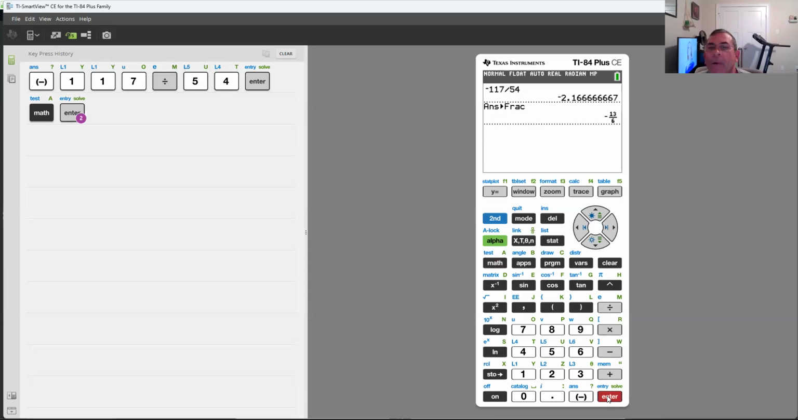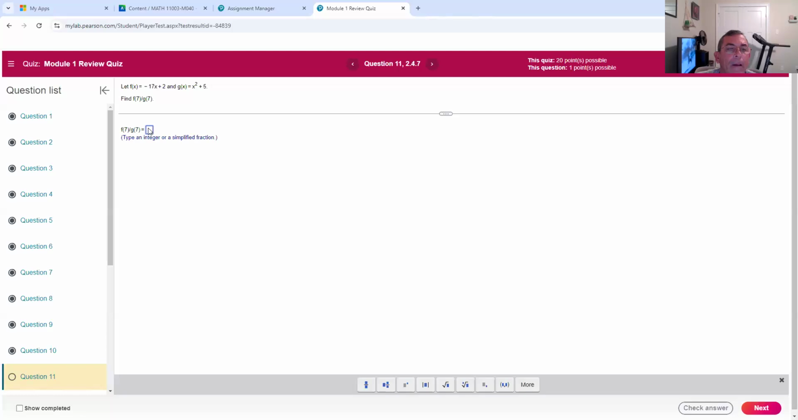Enter, enter. Notice it gave me the reduced fraction, negative 13 over 6. So if your fraction will reduce, it'll give you the reduced answer. If your fraction does not reduce, then it would have given you the same thing back, okay? All right, y'all, so I think MathLab, y'all got that fraction thing down here. So we had a negative 13 on top and a 6 on bottom. All right, y'all, at that point, go to next.